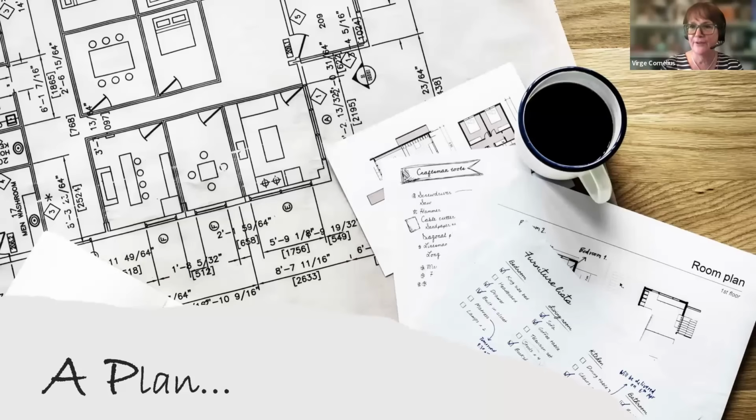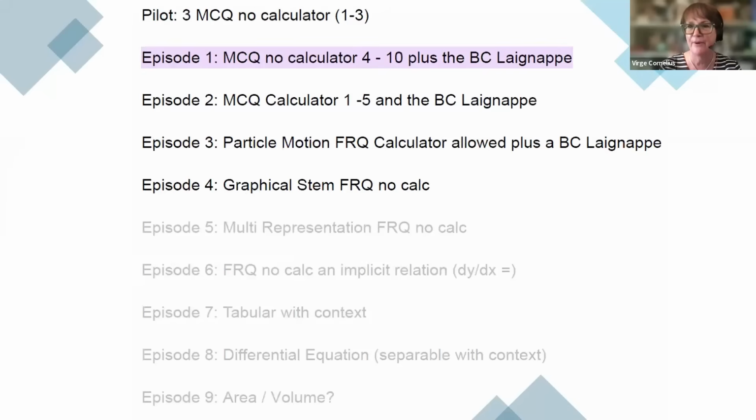So we've been asked, do you have a plan? And of course, we have a plan. So here's our plan of what we want to do for you. This is our official first episode, and we're going to work the multiple choice, no calculator, 4 through 10, plus the BC Lagniappe. Now, Lagniappe is a little something extra, and this goes out to all of our students and teachers in South Louisiana that use that piece of vocabulary all the time. So we're going to try and incorporate a BC Lagniappe in all of our videos.